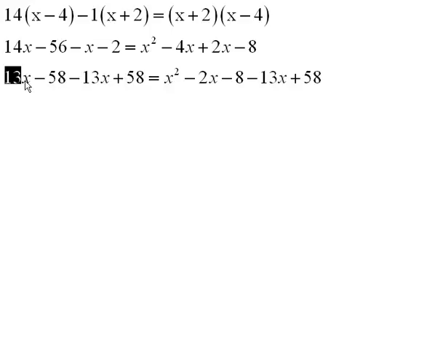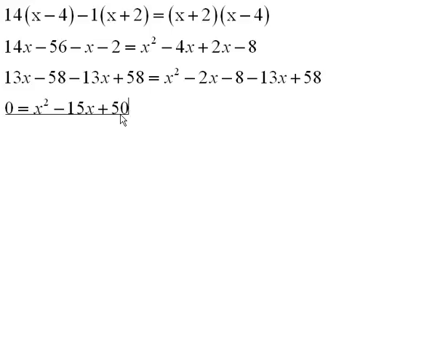Okay, now everything here on the left side cancels out. The minus 58 will cancel out with the plus 58, and the 13x will cancel out with the negative 13x. So I'm going to get 0 on the left side. Now let's simplify on the right side of the equation. So I have x squared, and then minus 2x can be combined with minus 13x. That will be minus 15x. And then minus 8 plus 58, that's going to be positive 50.